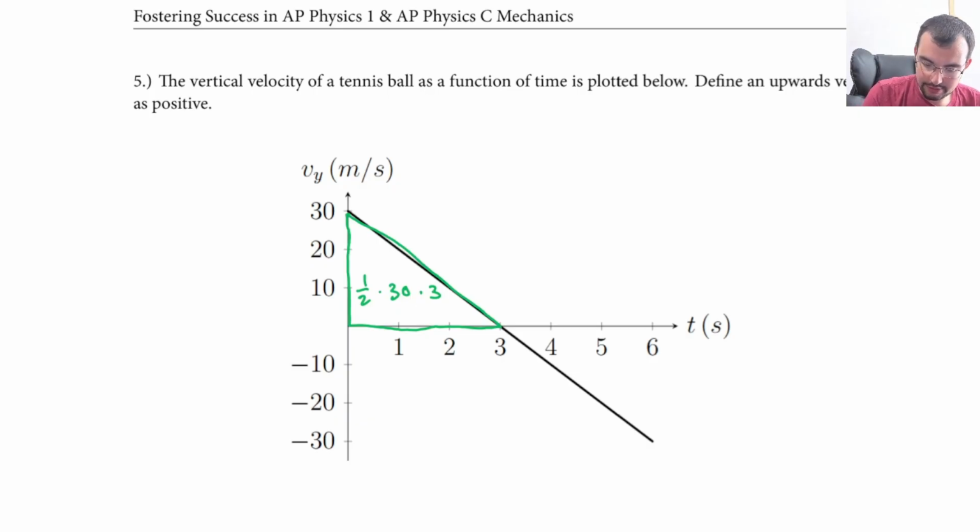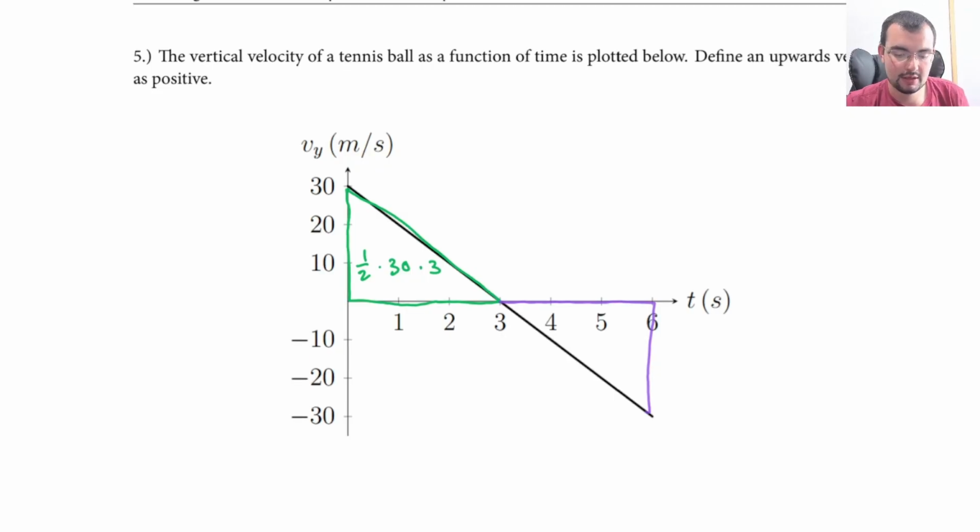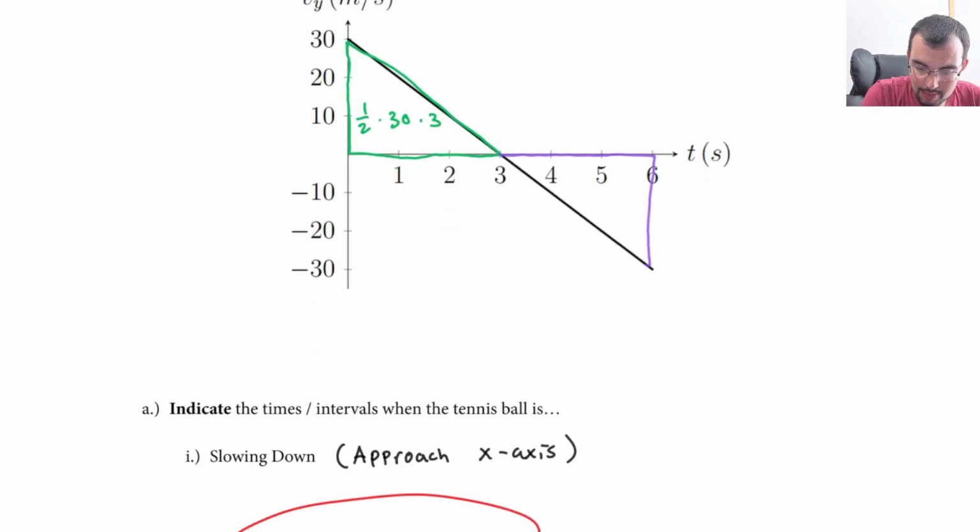And then we have from 3 to 6, this. And this would be negative, because it's under the axis, 1/2 times 30 times 3. How do I know that it's 30 still? Well, one, we see it's a constant slope. So if 3 is right in the middle there, we know it's going to reach negative 30.